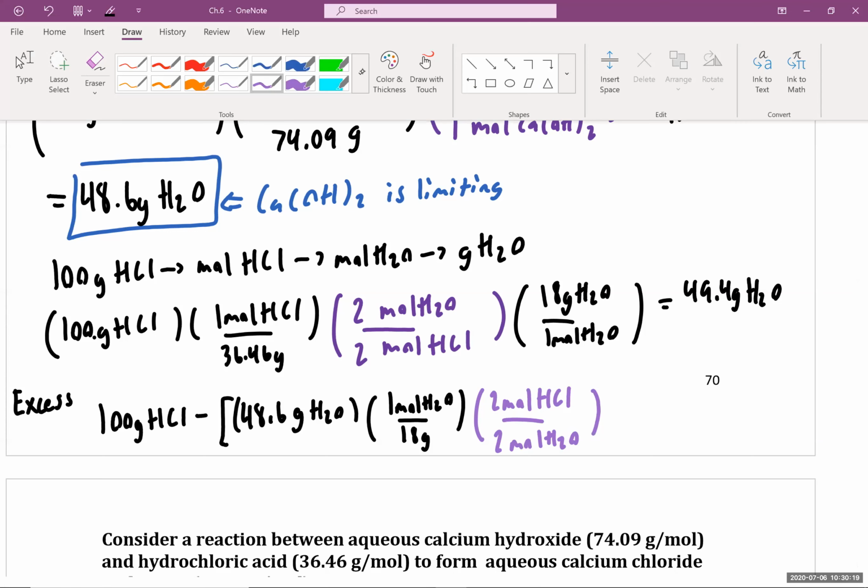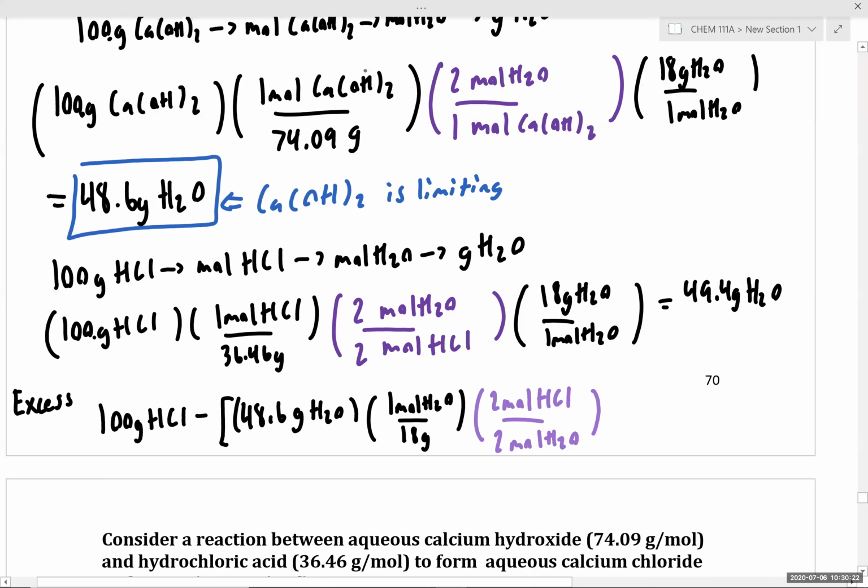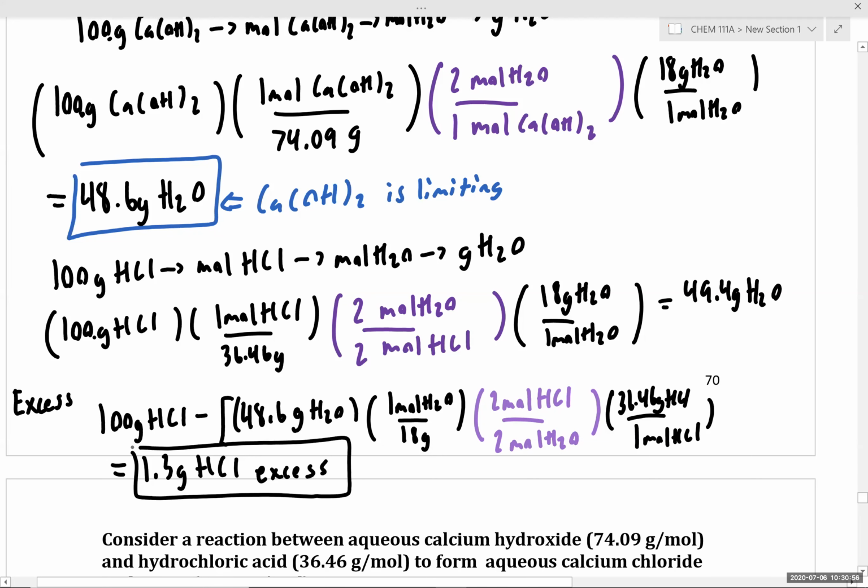Okay. And then finally, we know that we have 36.46 grams of hydrochloric acid in 1 mole of hydrochloric acid. And if we punch this into our calculator, so we have 48.6 over 18 times 36.46 minus 100. And that gives us 1.3 grams of hydrochloric acid in excess. This is how much hydrochloric acid is left over at the end of the reaction.